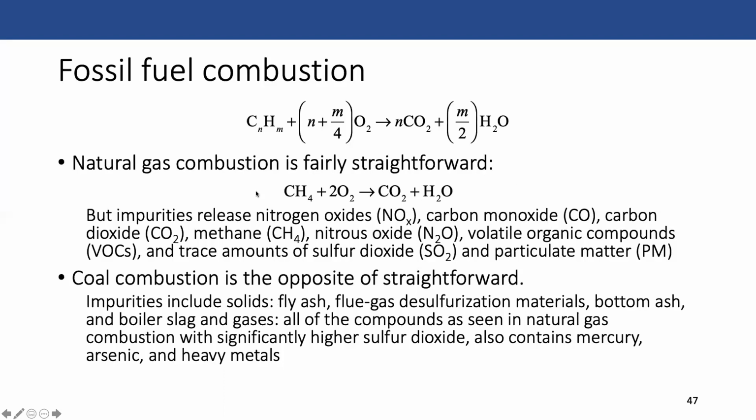And then for gases is everything that we see up here, but also with much higher concentrations of sulfur. You get very small amounts of sulfur with methane, but pretty high amounts in coal, which is pretty problematic. It can cause acid rain and other pollution effects. And it also contains weird metals, so you can get mercury, arsenic, other heavy metals. So coal combustion is definitely not ideal for thinking about pollution.